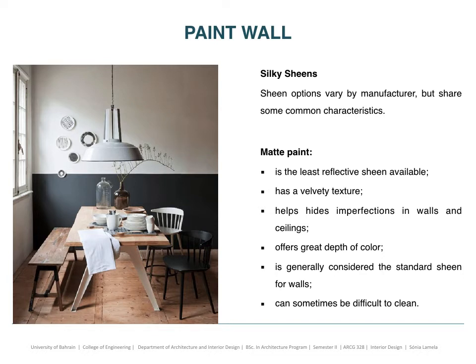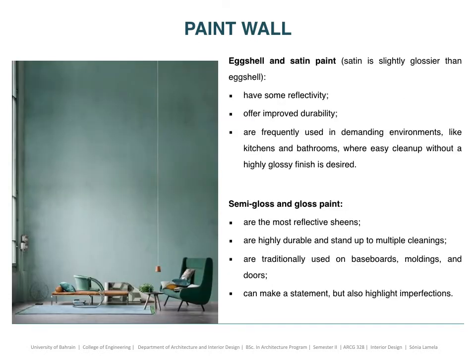We can have the silky sheens. We can have the matte, which could come in matte paint, and normally it's the least reflective sheen available. It has a velvety texture, often with great depth of color, but can sometimes be difficult to clean. Then we have the eggshell and satin paint, which is slightly glossier than the matte and has some reflectivity.